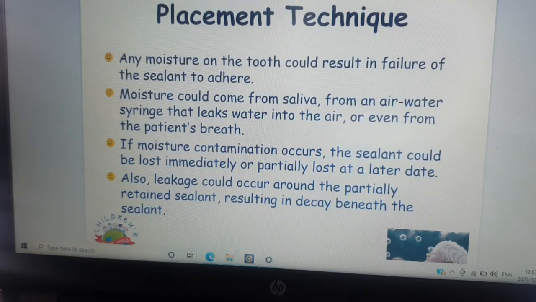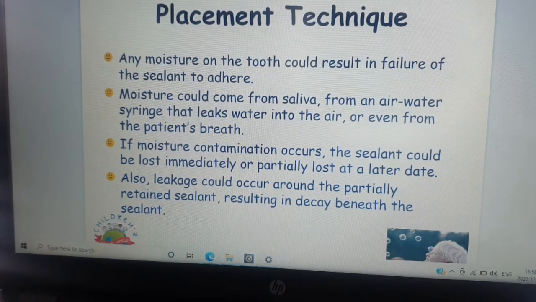Any moisture on the tooth could result in failure of the sealant to adhere. Ladies and gentlemen, this is not a joke. Fissure sealants want the field of work to be as dry as humanly possible. Any moisture, be it from saliva or blood, could literally result in a failure of a sealant to occur. Moisture that leaks water into the air, or even from the patient's breath, can actually have an effect.